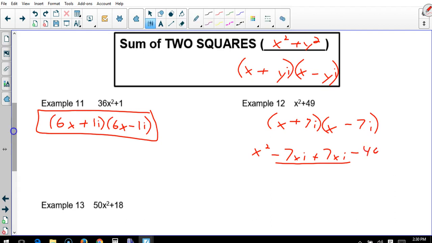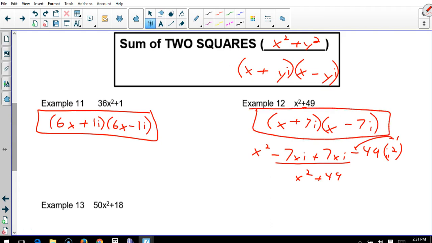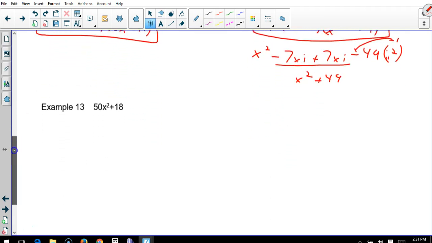Minus 49i squared. You say, well, wait a minute. That's a minus, it's supposed to be plus. Hold on. Remember that the i squared is really negative 1. So what does that do to this? It makes it positive. That's why it works out. So it works just the same as difference of two squares, except we add an i.